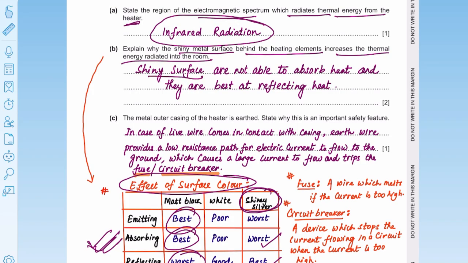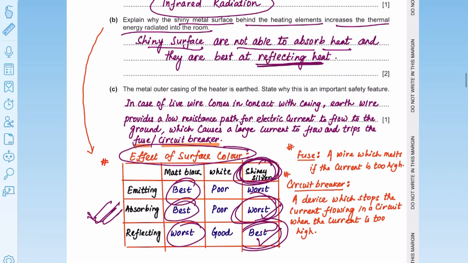Because shiny surfaces are not able to absorb the heat. I've written here that a shiny surface is very poor at absorbing, and it is best at reflecting heat. Got it?